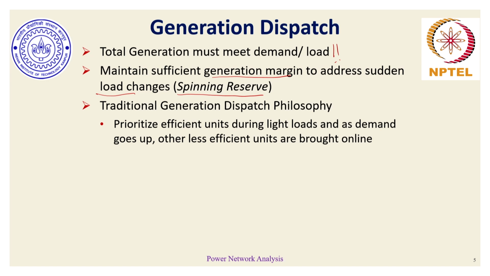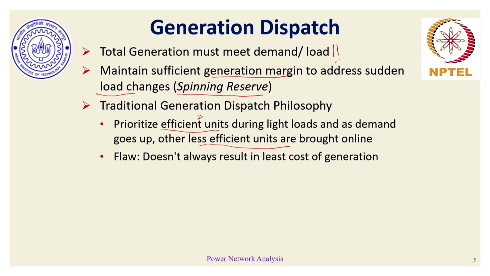So the typical generation dispatch philosophy one would think of is, we have different types of units of different efficiency, so let's prioritize and operate the highly efficient units first, so that during light loads these highly efficient units deliver power to the loads, and as the demand goes up, lesser efficient or costlier units are brought online. The problem with this conventional thought process is that it might not always lead to the least cost of generation. By least cost of generation, I do not mean individual cost of generation.